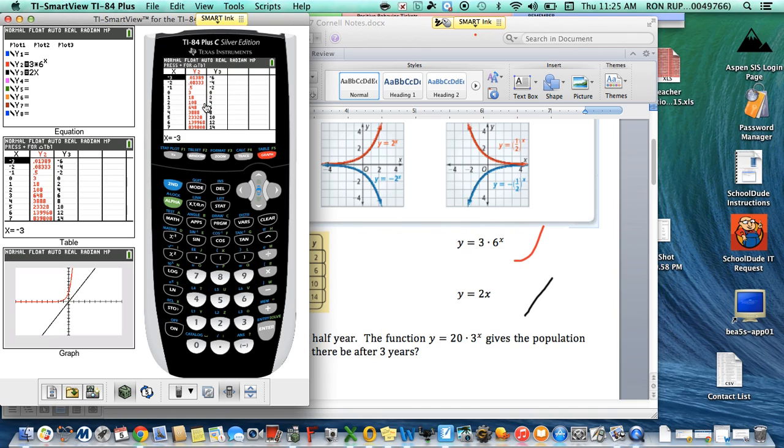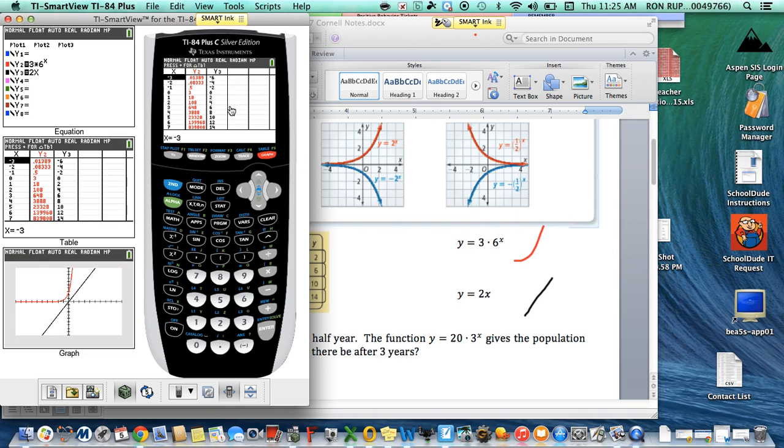On the exponential, what you should notice is that we are going to multiply by 6 each time. 0.5 times 6 is 3. 3 times 6 is 18. 18 times 6 is 108. 108 times 6 is 648. All the way up, we're multiplying by 6.